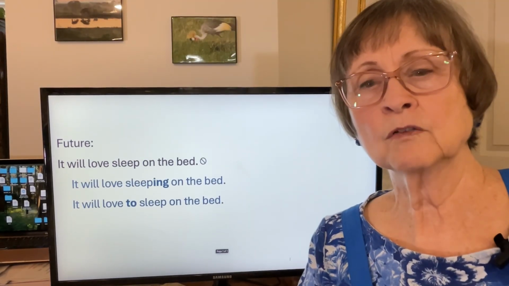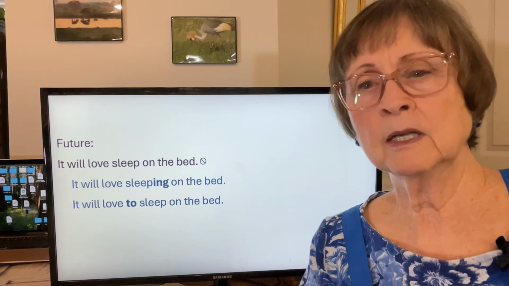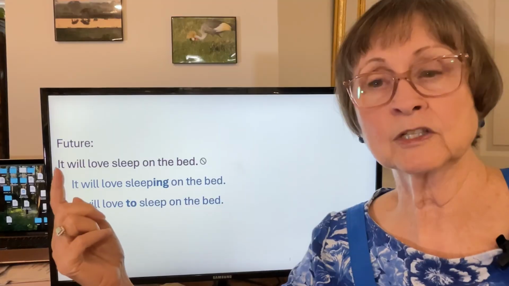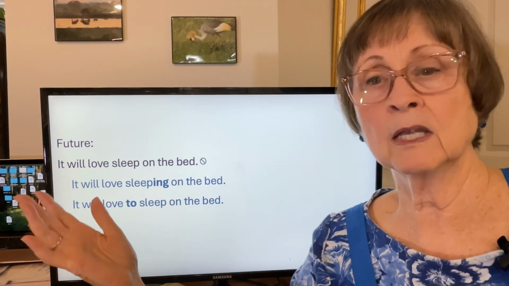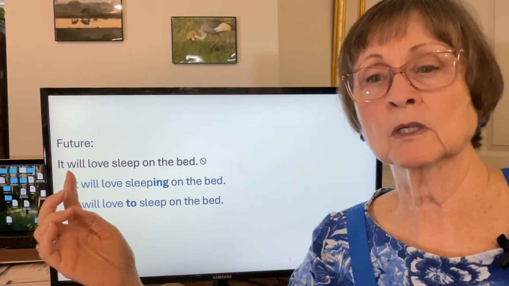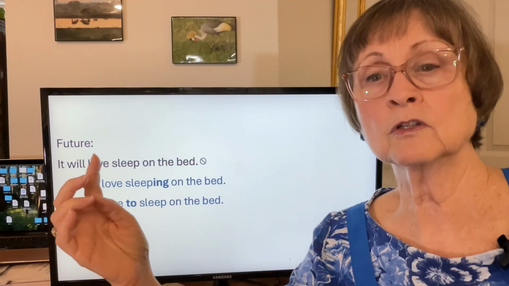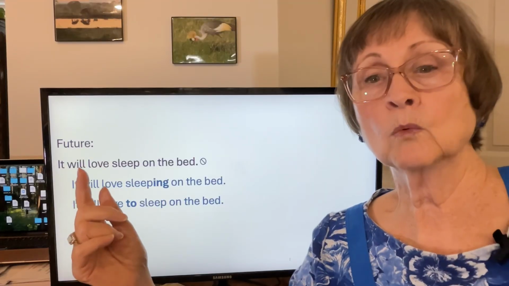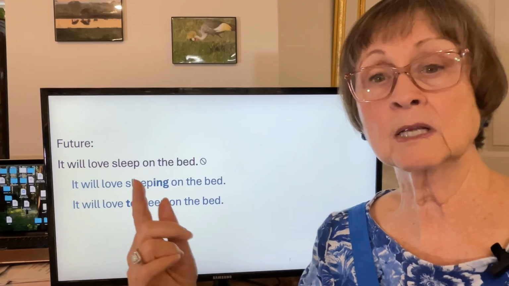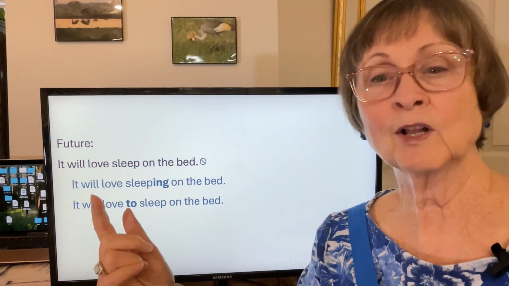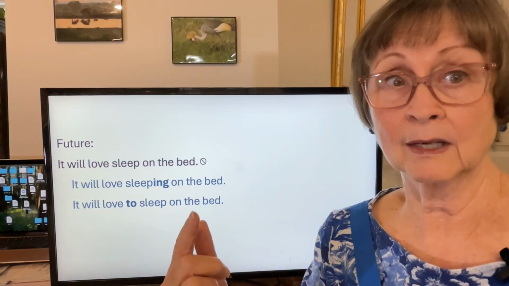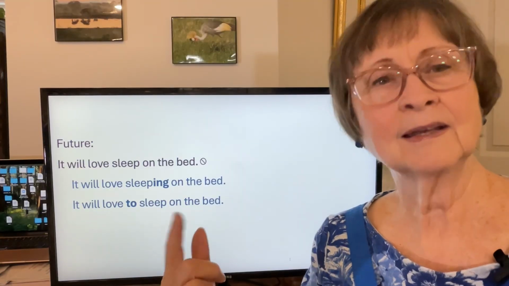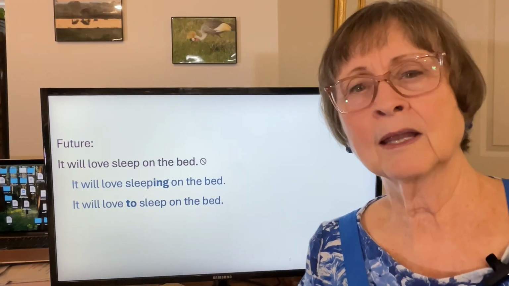Now, I didn't mention future. I'm going to put it in here just because you may want to know that too. It, or any subject, I, you, we, they, he, she, or it, any subject will, and then you use the plain form of the verb like in the anytime version with no S. It will love sleep on the bed. It will love sleeping on the bed, or it will love to sleep on the bed. I hope that helps, and I'll see you next time.